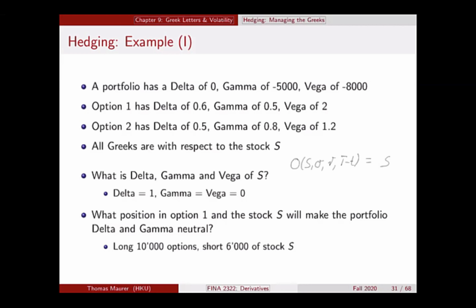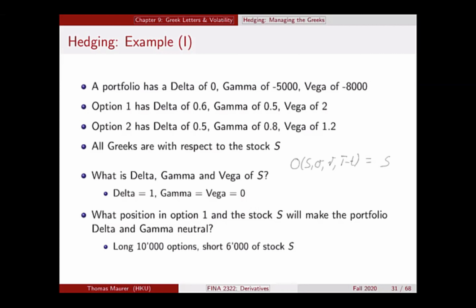My question is going to be, what position in option 1 and the underlying asset S do I actually have to take to combine with my original portfolio, which had a delta of 0, gamma of minus 5,000, Vega of minus 8,000, such that it is delta and gamma neutral? What does it mean, delta and gamma neutral? That means I want my new portfolio, combining my old portfolio with new positions in option 1 and the underlying asset, to have a 0 delta and a 0 gamma. How do you do that? I have a gamma of minus 5,000.